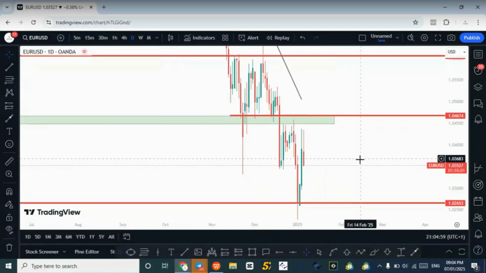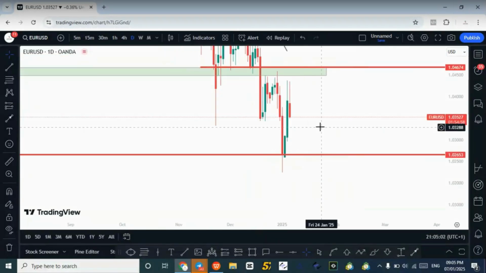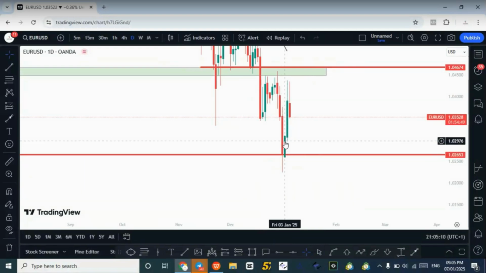So after spotting that weekly bearish candle from last week, I discovered that Friday, this was Friday's candle on the daily time frame. So I was like, you know what? I would like to see price pull back into here. Right here.